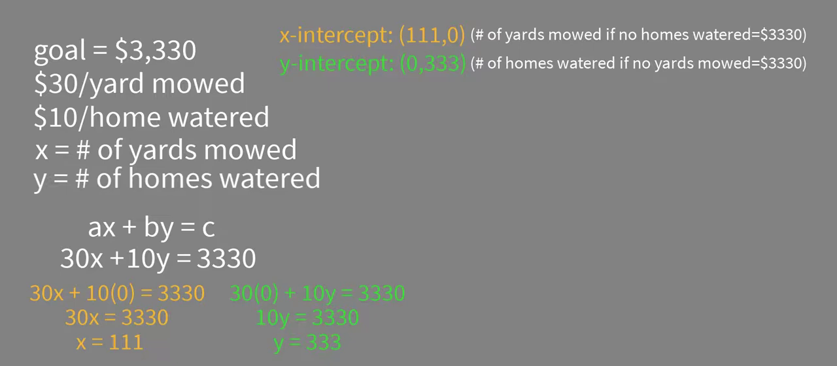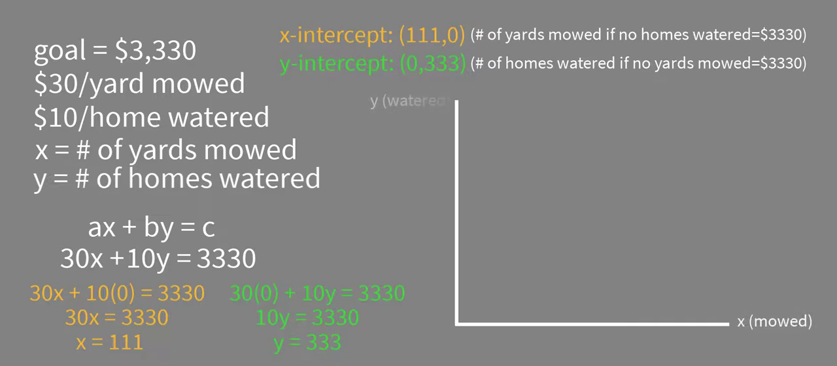So the X-intercept is the number of yards she would need to mow in order to reach her goal if she watered no plants, and the Y-intercept is the number of houses where she'd have to water plants if she mowed no yards. So now we'll go ahead and plot this, and there's no point in having negative because you can't have negative yards mowed and negative houses with plants watered. All we need to make sure is that we'll have X here and Y here. We need to just go ahead and graph our X and Y intercepts.